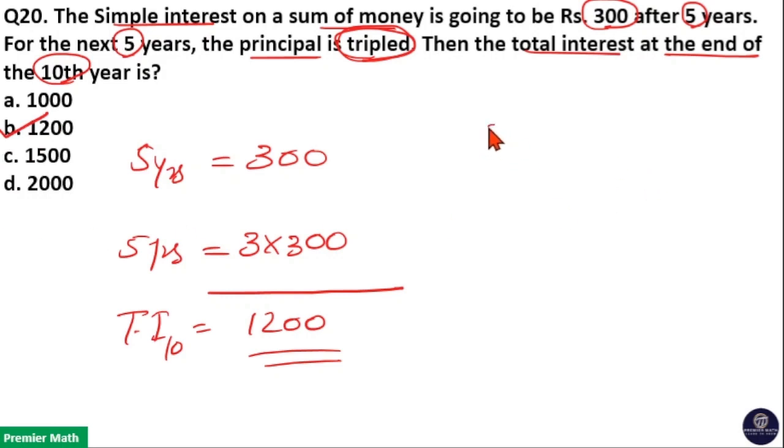Here simple interest is equal to principal into rate into number of years. In the first case, principal is paid. In the second case, principal is tripled. So simple interest become 3 into the initial amount.